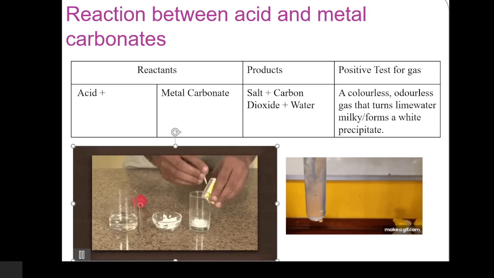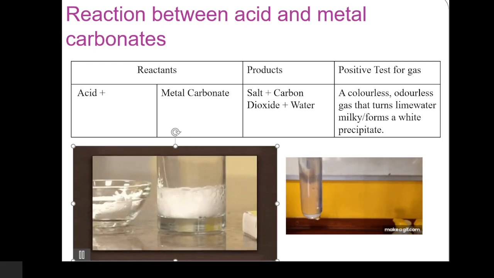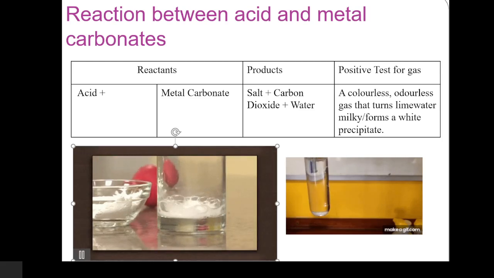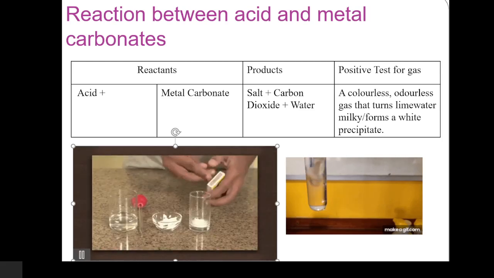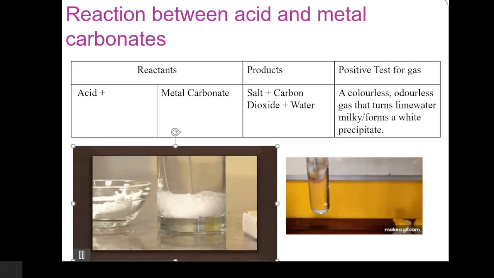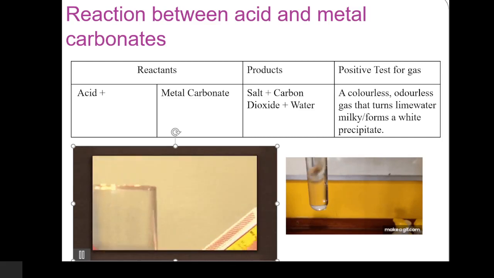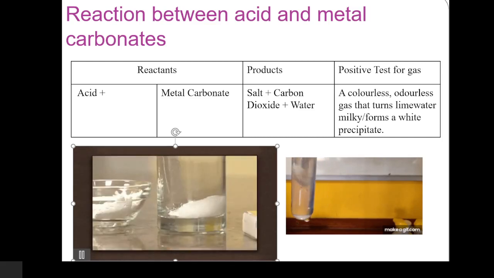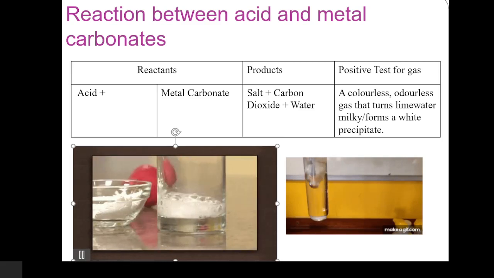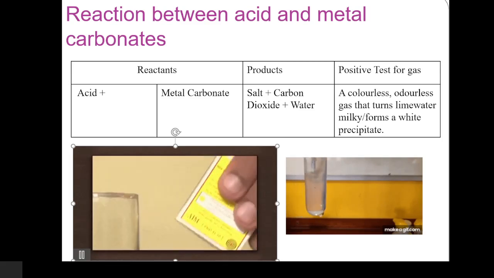In the diagram where they show the match being struck, that can also be used to test for carbon dioxide. As you know, carbon dioxide is found in fire extinguishers. It does not support combustion, and that is why the lit match extinguishes very quickly in the presence of carbon dioxide gas.